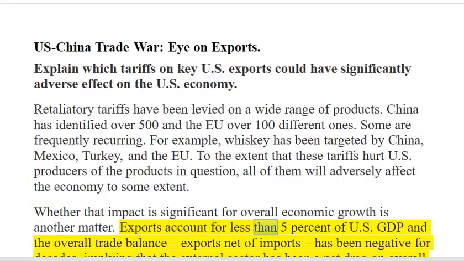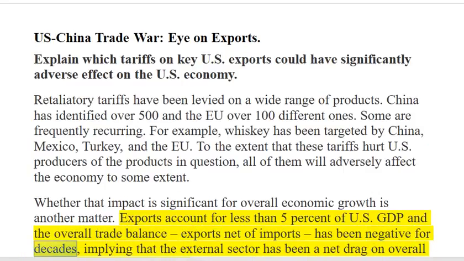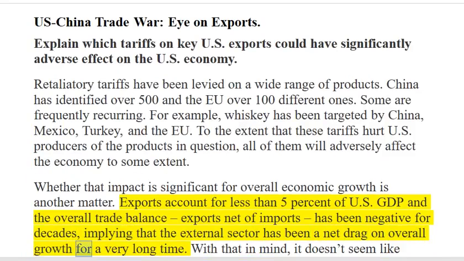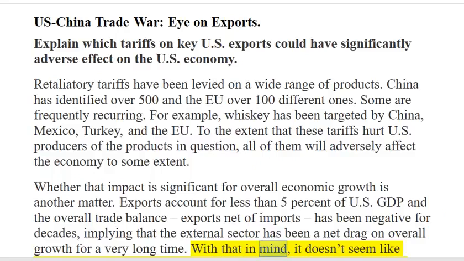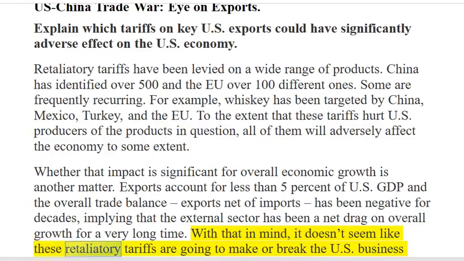Exports account for less than 5% of U.S. GDP, and the overall trade balance, exports net of imports, has been negative for decades, implying that the external sector has been a net drag on overall growth for a very long time. With that in mind, it doesn't seem like these retaliatory tariffs are going to make or break the U.S. business cycle.